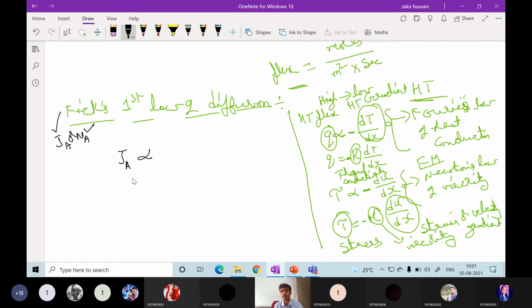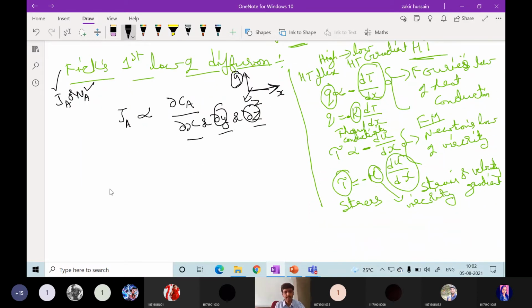The flux is directly proportional to the concentration gradient, dou CA by dou X. If you are measuring in the direction of Y, it is dou Y, or in the direction of Z, it is dou Z, whatever the spatial coordinates X, Y, Z. Whatever it may be, just remember Fick's first law of diffusion is JA. Here the minus sign also signifies that the concentration movement is from the higher concentration region to the lower concentration region.